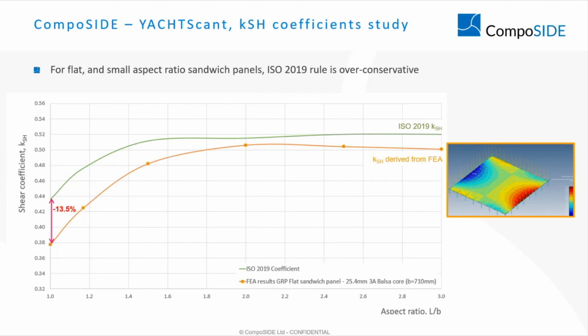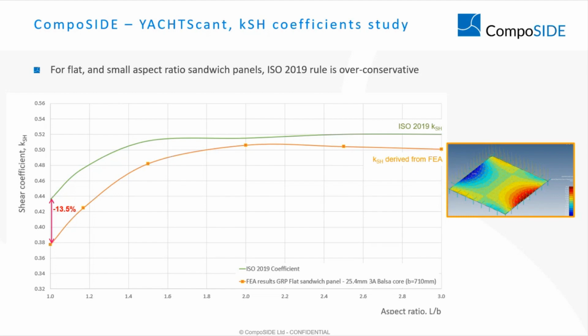As just mentioned, for flat and small aspect ratio sandwich panels, ISO 2019 is over-conservative. This is illustrated in this graph, which gives you, on the y-axis, the shear coefficient, KSH, as a function, on the x-axis, of your panel aspect ratio. The panel which is analyzed here and the data presented for is a flat sandwich panel. The green curve shows the ISO 2019 derived shear coefficient, so using the rule.